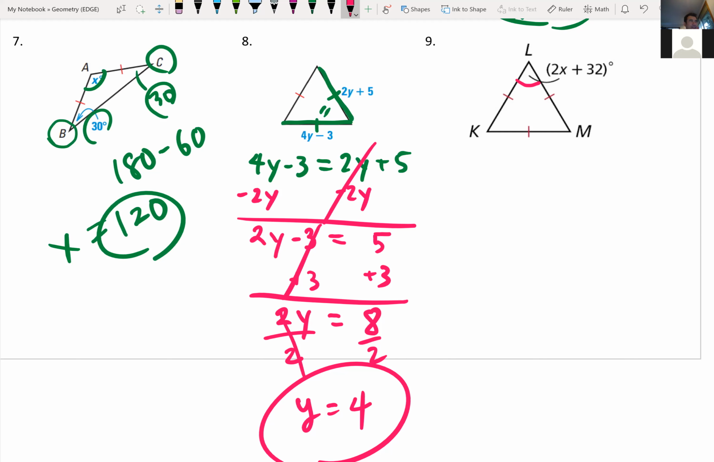Okay, so that was a timer, by the way. So I'll change the ringtone.